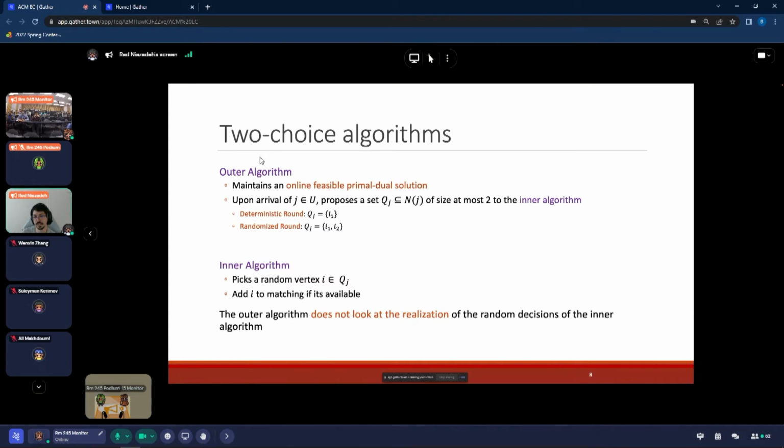And also, an important property of our algorithm is that the outer algorithm does not look at the realizations of the random decisions of the inner algorithm. And it only knows the probability distributions of the matched vertices.